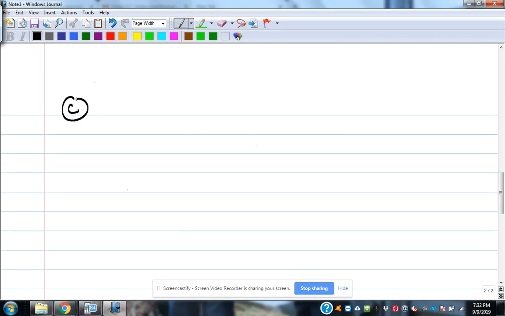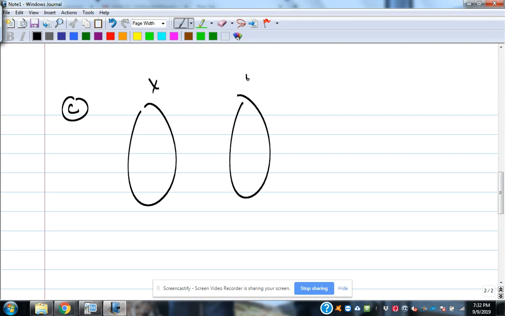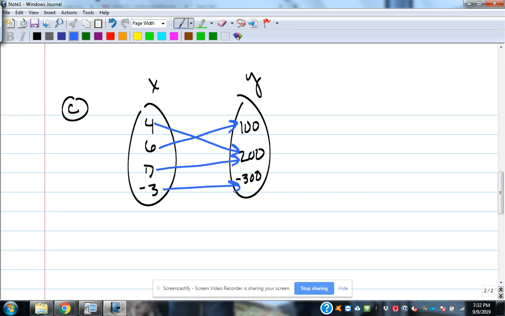All right, so a set of ordered pairs and a table are ways that they can represent a relation. And then there's another way, called a mapping. A mapping is just bubbles. You've got an x bubble and a y bubble, and they put numbers in those, like 4, 6, 7, negative 3, 100, 200, negative 300. Then they just draw arrows to create the ordered pairs. So 4 might go to 200, and then 6 to 100. 7 also goes to 200, and negative 3 to negative 300. So that's a mapping, and it's just another way to represent ordered pairs.